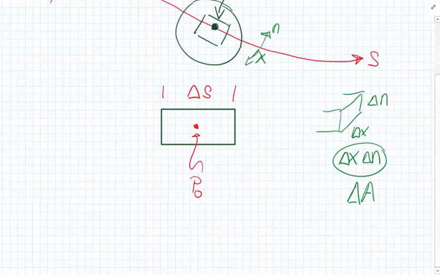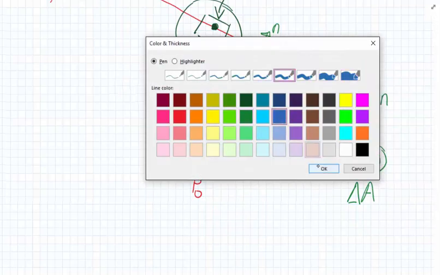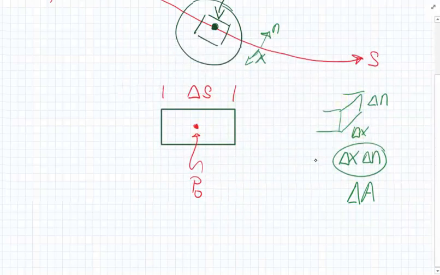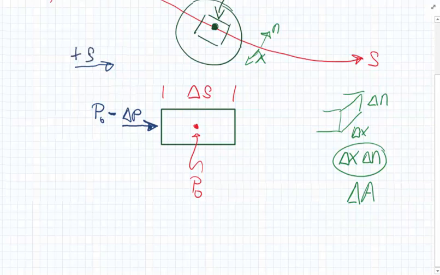Now, acting on these surfaces, by the way, we're just going to be looking at the pressure term now. We'll come back and pick up the gravity term in a second video. So what we have going on here is P naught, and P naught is at the center, so this is going to be minus some value of delta P, because we're going to impose a positive direction. So this is the positive streamwise direction. And on the other side of this, we're going to have P naught plus delta P.